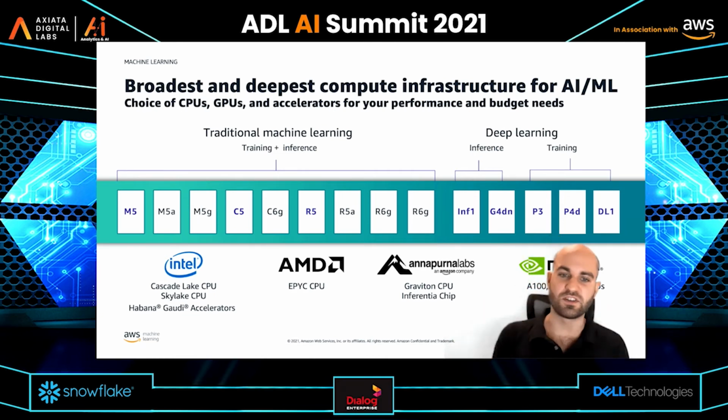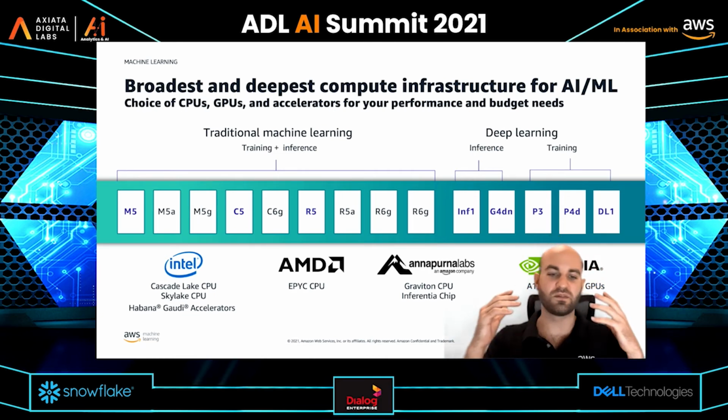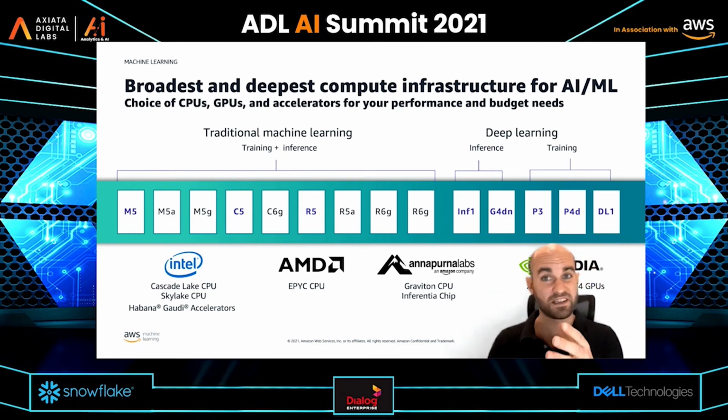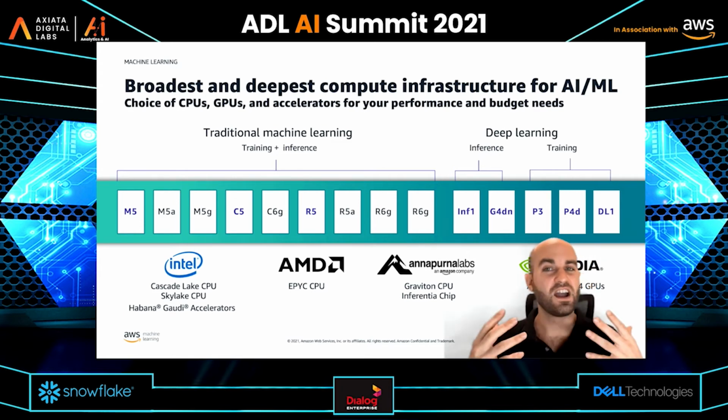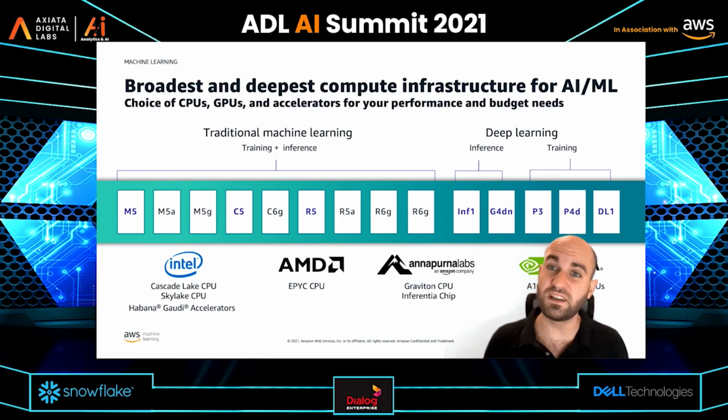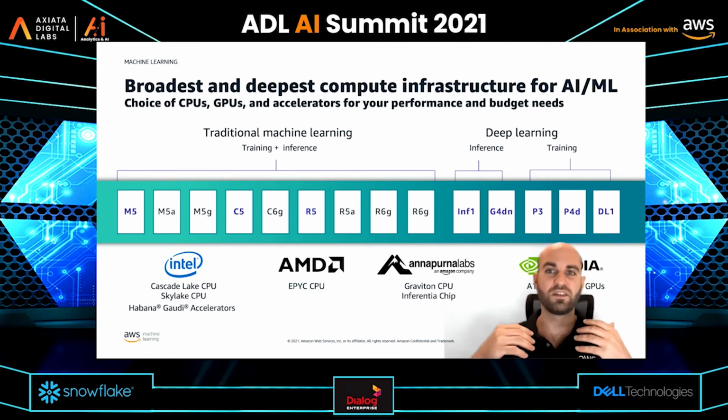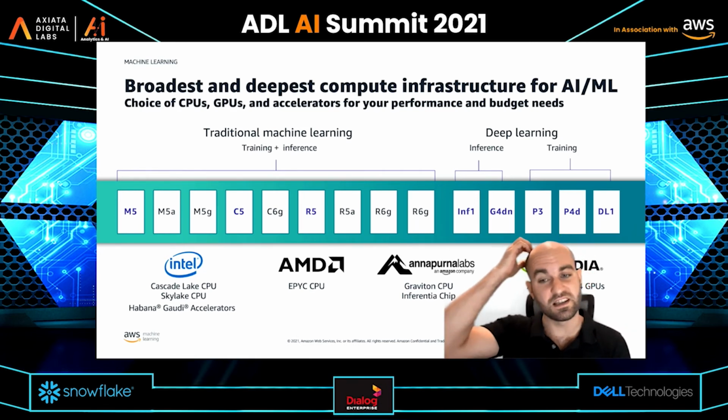So if you look at some of the traditional machine learning, maybe you want to use some of the Skylake CPUs or the Intel Cascades. There's some accelerators, about Gaudi, gonna get to that in a bit. Maybe you train it on some AMD or whatever. But we also have our own chipsets through the Annapurna Labs, which is an Amazon company where we create things such as the Graviton CPU, but also the Inferentia chip, which allows you to run machine learning inference at a fraction of the cost of some of the other processing units that you would have.